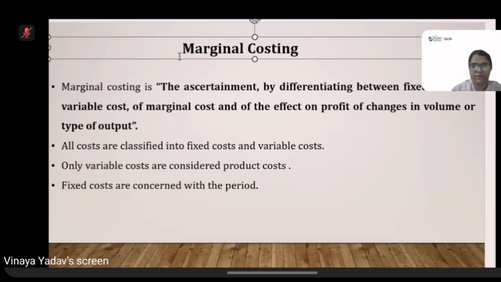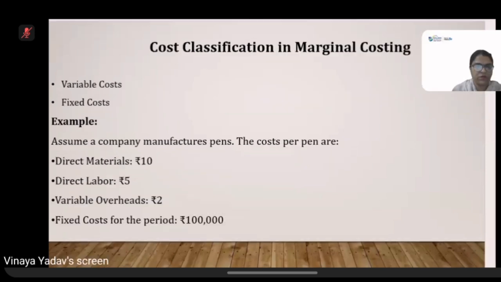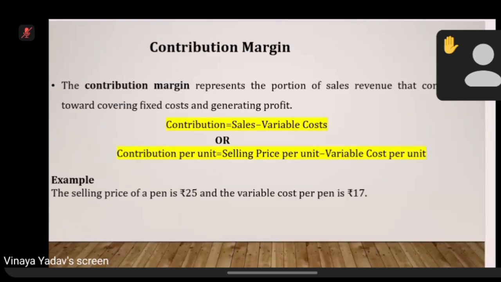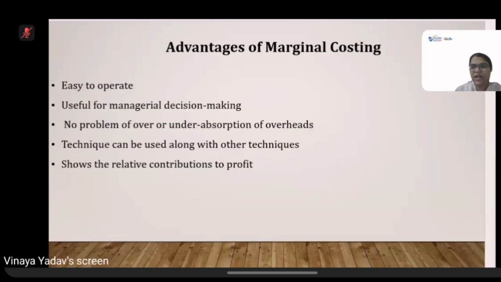Ma'am, I want to know about the advantages and disadvantages of marginal cost. Can you please repeat these things? See, advantages and disadvantages, okay, I'll do that. Don't worry. Let me first solve the small queries, then I'll come to this.